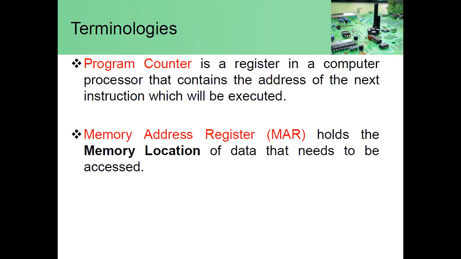Then there is another important register called the memory address register. It holds the memory location of the data that needs to be accessed. So here we have the address of the memory location where the data is stored. The memory address register contains the memory location where the actual data is stored.